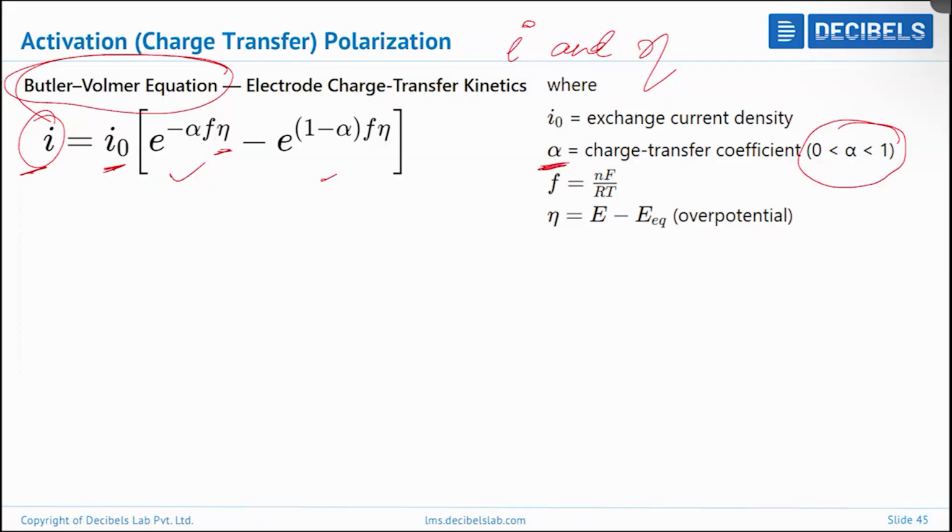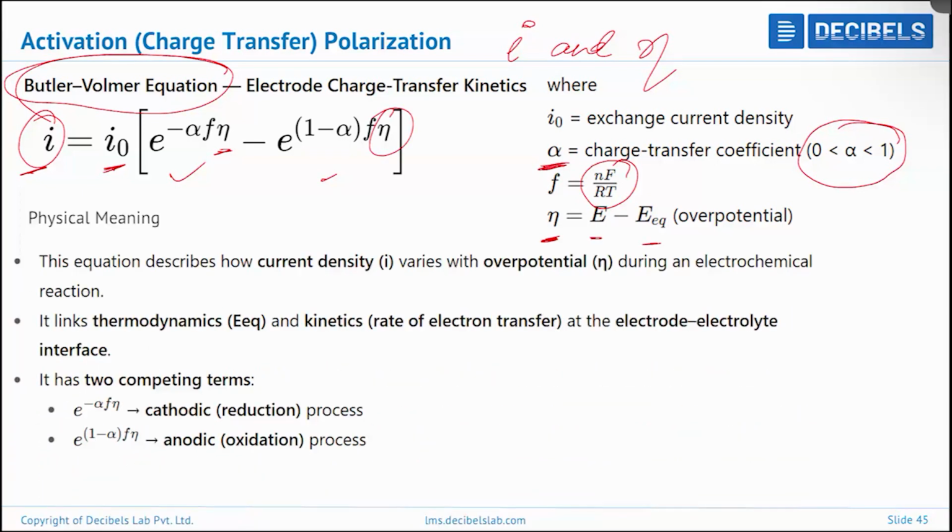So here I'll just briefly cover how the BV equation is used to understand charge transfer kinetics. F is actually nF by RT, where n is 1 for lithium. Next, eta, the overpotential, is the applied potential minus the equilibrium potential that I have discussed. The Butler-Volmer equation describes how the current density I varies with overpotential during charging or discharging in a battery. It links both the thermodynamics and the kinetics. Kinetics means the rate at which the electrons are being transferred at the electrode-electrolyte interface.